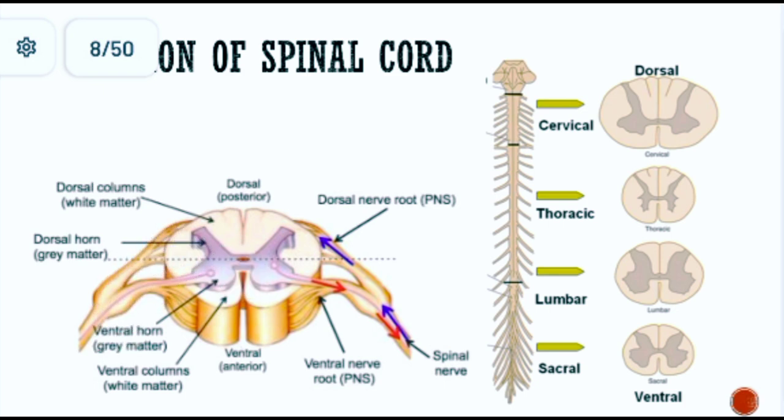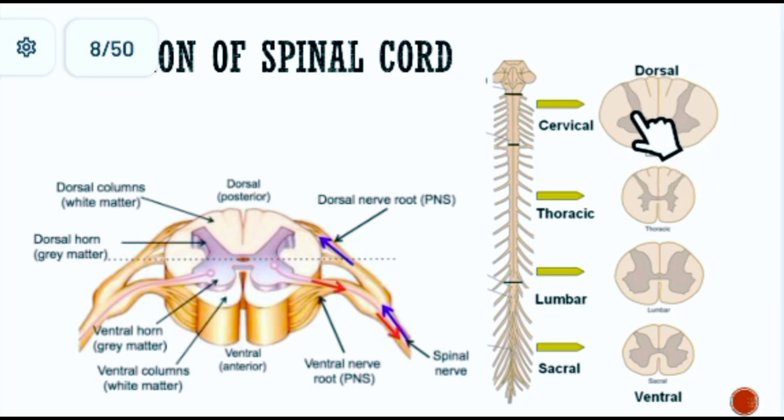Now, when you look at the spinal cord, I want you to know that at different segments, the spinal cord is going to look different. So the cross section of the spinal cord will appear different at different segments. Let us look at this diagram here. We have the spinal cord at the cervical portion, the thoracic portion, the lumbar portion, and the sacral portion. This is the posterior part of the spinal cord, or the dorsal part, and this is the anterior part, or the ventral part. Now, pay attention to the gray matter.